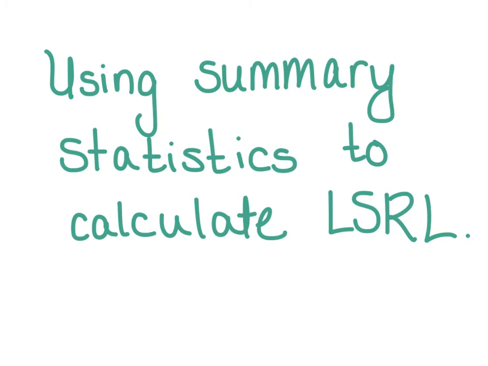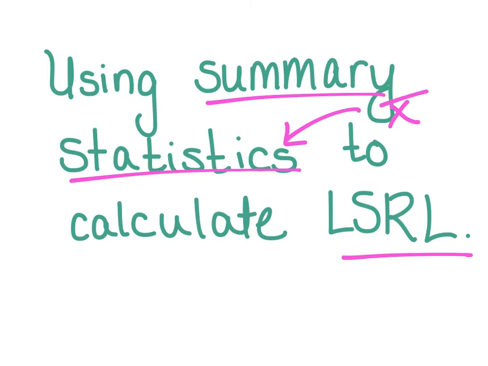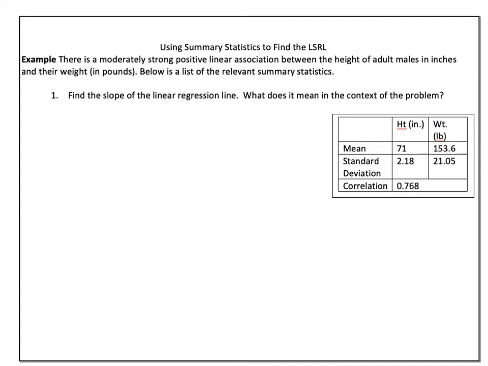Now let's look at how to use summary statistics to calculate the least square regression line. So again, summary statistics are like your mean, your standard deviation, and you can find your least square regression line using the big ideas we just discussed. So in this example, we're told there's a moderately strong positive linear association between the height of adult males in inches and their weights in pounds. And below is a list of the relevant summary statistics. We are told to find the slope of the linear regression line. So in general, our model is y hat equals a plus bx, and if I'm looking for the slope, that means I'm trying to find b.